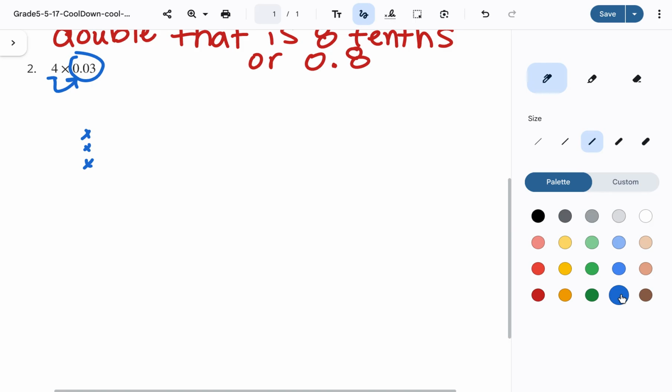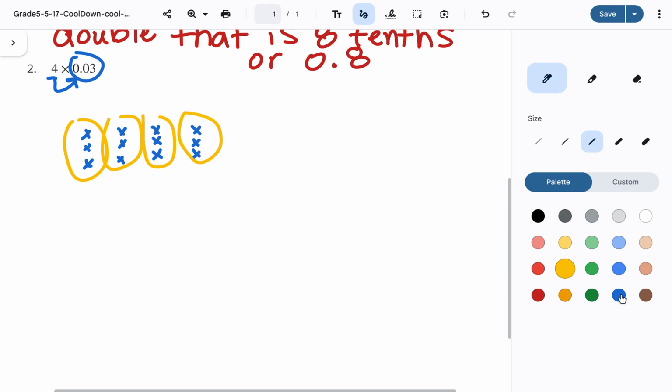So I currently see 1 group on my paper. Now I see 2 groups. Now I see 3 groups. And now I see 4 groups. I could circle those to show those groups. Here's 1 group, 2 groups, 3 groups, and 4 groups, right? So I am looking at 4 groups of 3/100ths. I see 4 groups of 3/100ths. Now, if I have 4 groups of 3/100ths, I end with 12 hundredths.